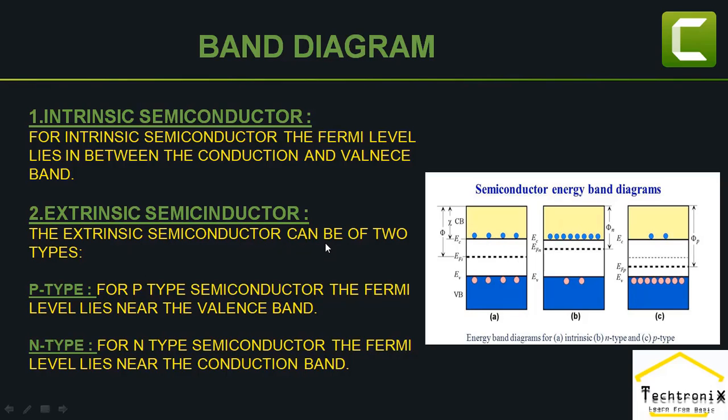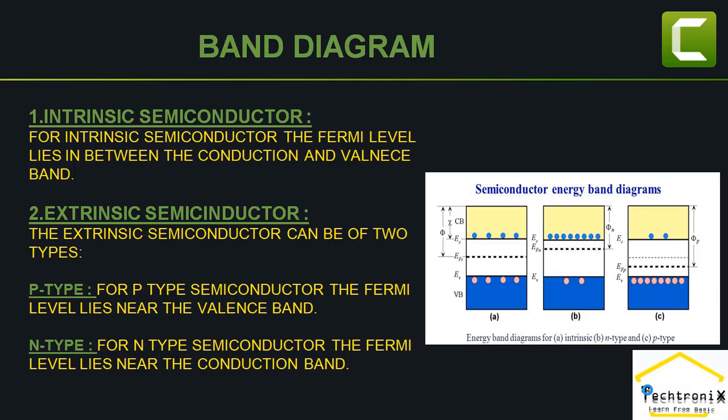As we know, the extrinsic semiconductor can be of two types. For p-type semiconductor, the Fermi level lies near the valence band. So in picture C, the Fermi level lies near the valence band. This is the valence band. For n-type semiconductor, the Fermi level lies near the conduction band. This is the conduction band.